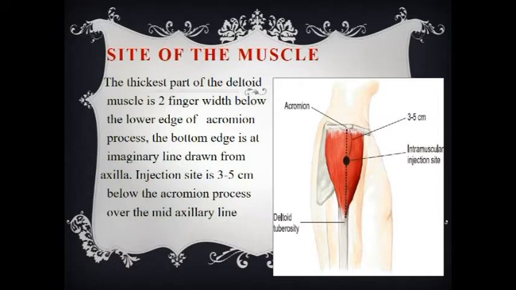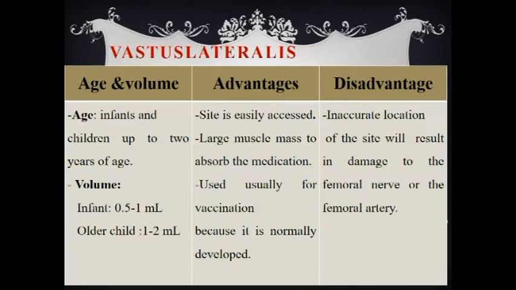Site of the muscle: the thickest part of deltoid muscle is 2 finger width below the lower edge of the acromion process. The bottom edge is at an imaginary line drawn from the axilla. Injection site is 3 to 5 cm below the acromion process over the mid-axillary line.